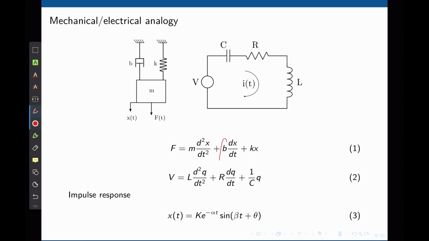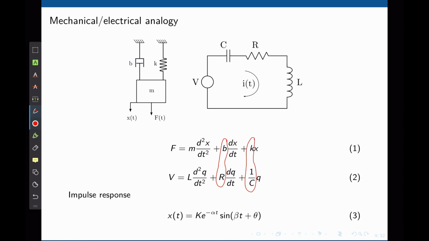Moving on, we see B and R being multiplied by the first derivative of our states here, x and q. While in the first, the viscous damping dissipates energy in the form of heat, so does R in the electric system. It dissipates energy in the form of heat. So the viscous friction coefficient and the resistor are analogous. They are both there to dissipate energy. The last element that we see is K and 1 over C.